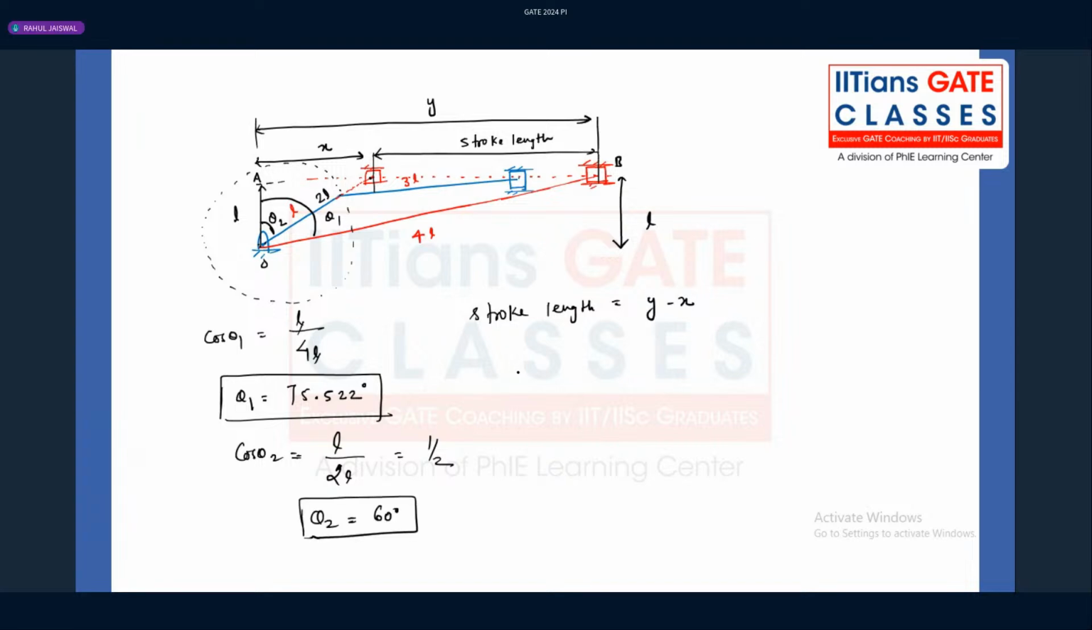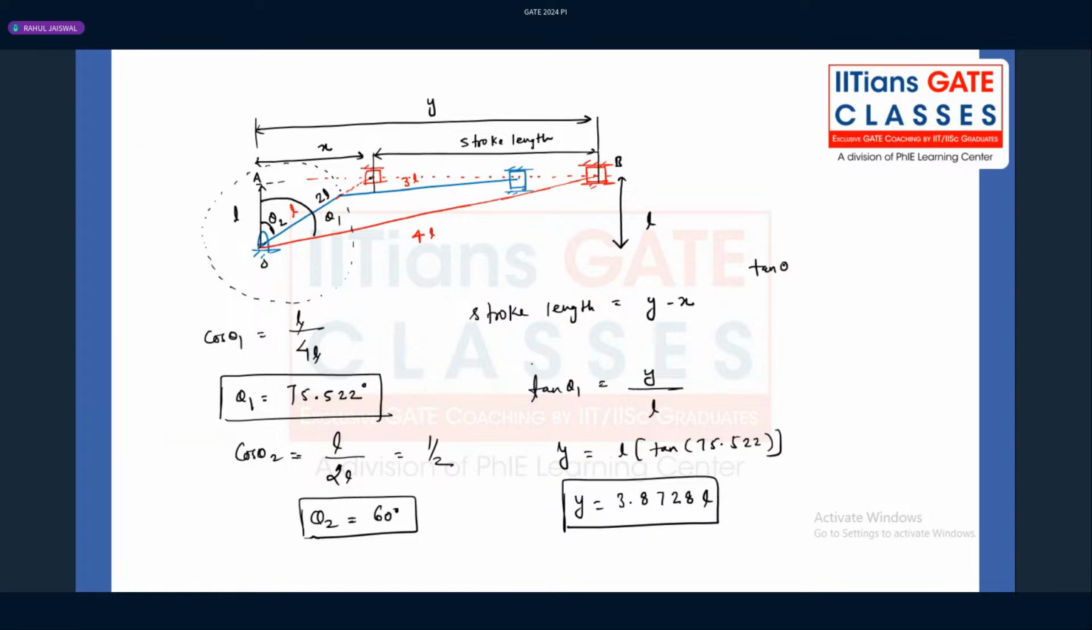How to calculate y, guys? Again, try to apply tan theta 1, which is nothing but y over L. Then what is the y? Tan of 75.522, which we can get as 3.8728 L.